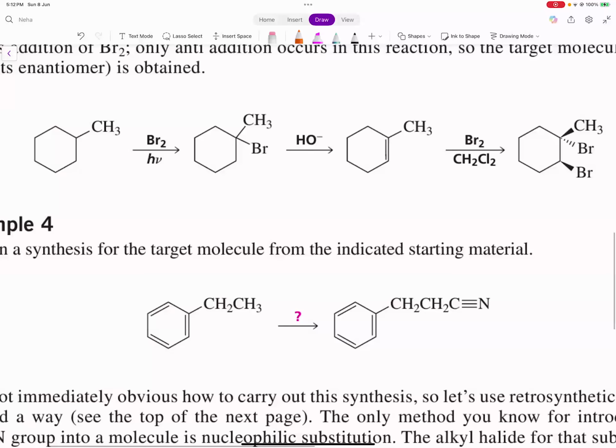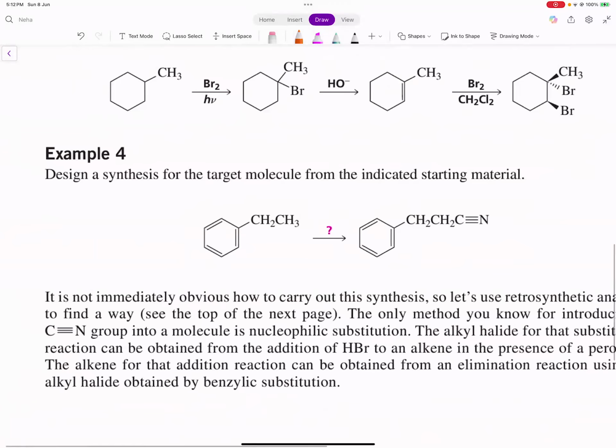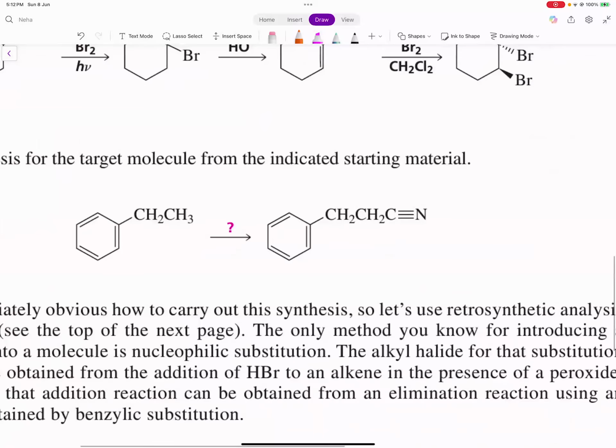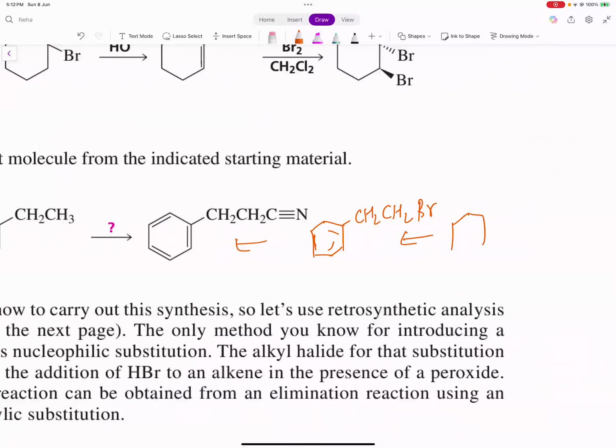Same thing in the forward direction. First the bromination, elimination, and then we have added the bromine. See, finally, what have they done? Design a synthesis for the target molecule from this indicator. So I know that if this CN has come, it can immediately come from CH2 and Br. And this I get from some alkene.